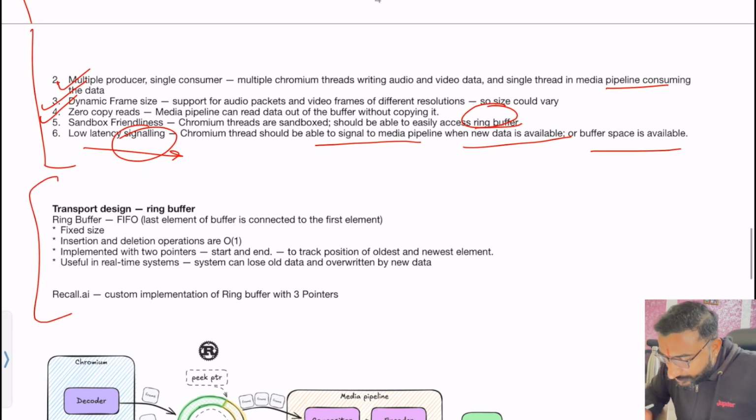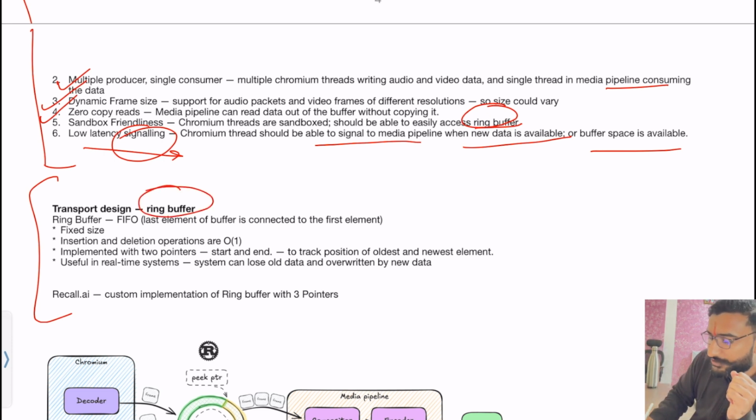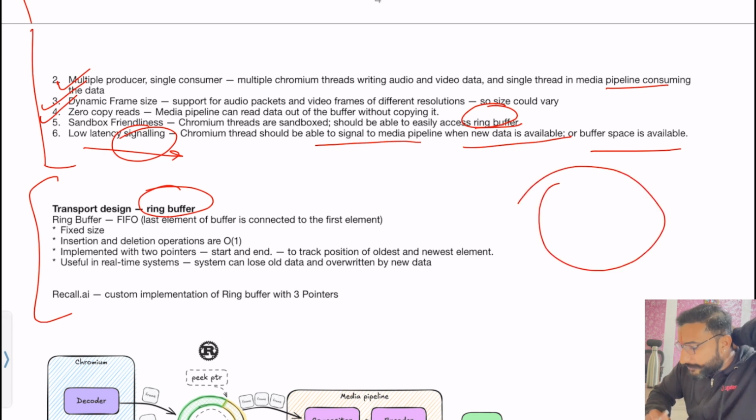Transport design. Now let's talk about the implementation. For implementation, a ring buffer is used. Before exploring further, let's understand what a ring buffer is. A ring buffer is basically a circular data structure in which data is written. When I say circular data structure, you can assume it is a circular linked list. It's a FIFO.